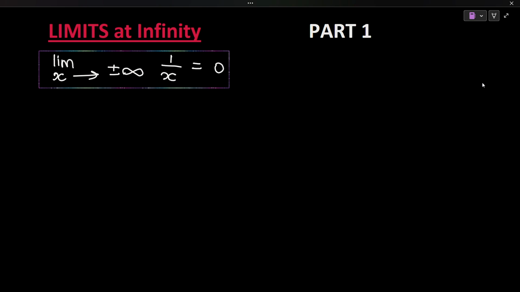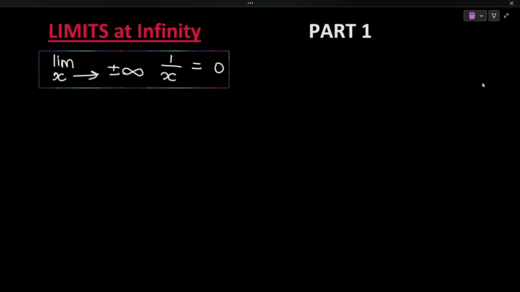Okay, so we're now going on to limits at infinity. And what we need to take note of is that limits at infinity is based on one main rule that says the limit as x approaches positive or negative infinity of 1 over x is equal to 0. So our aim in limits at infinity questions is to be able to identify this format 1 over x and know that when we substitute positive or negative infinity, it is going to give us 0.